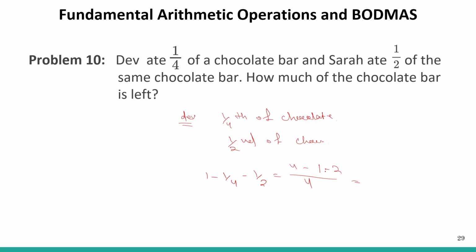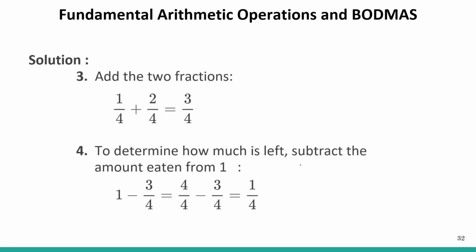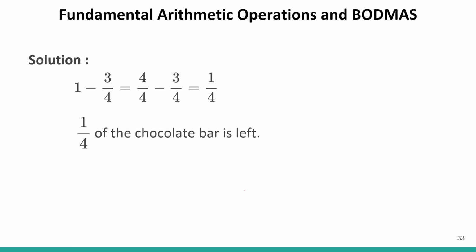so 4 minus 1 minus 2, right? So 4 minus 3 by 4 is equal to 1 by 4. So 1 by 4 will be the final answer. To determine how much is left, subtract the amount eaten from 1, and we got the same answer. 1 by 4 of the chocolate bar is left.